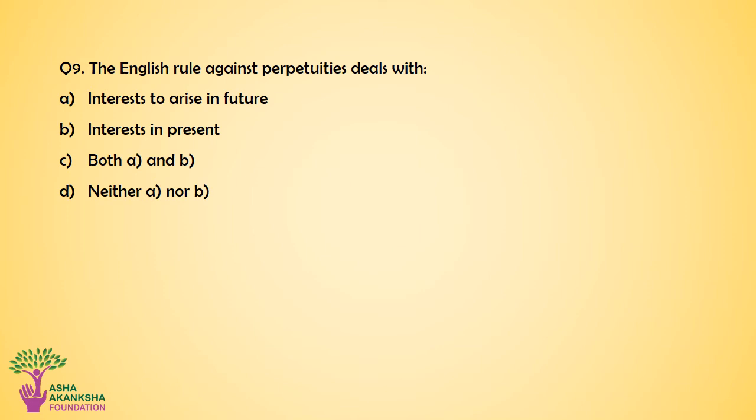Question number 9. The English rule against perpetuities deals with option A, interest to arise in future. Option B, interest in present. Option C, both option A and option B. Or option D, neither option A nor option B. The correct answer for this question is option C. Both option A, interest to arise in future, and option B, interest in present.